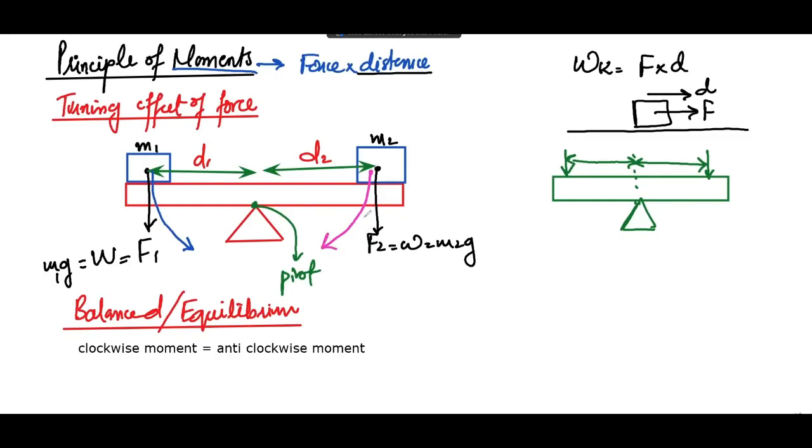So what this formula tries to tell us is that if you know for a fact that this is in balanced condition or in equilibrium condition, then both moments should be equal irrespective of their individual values. So right now, if I want to find out the moment over here, that would be force 1 into distance 1 equals force 2 into distance 2. So this one would become m1g multiplied by d1.